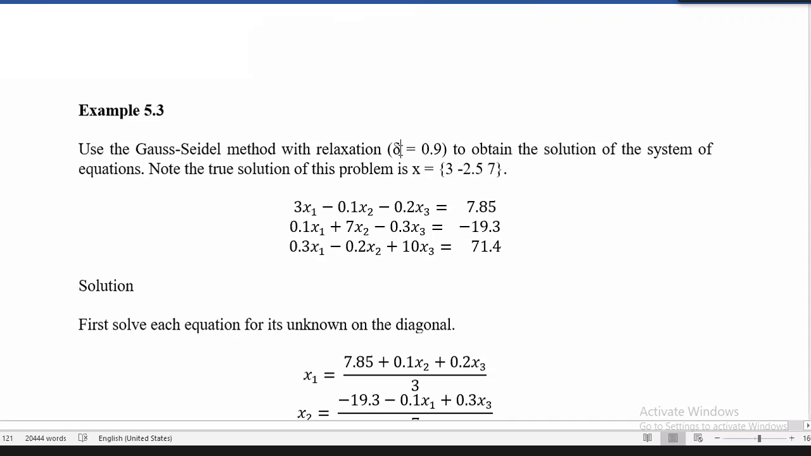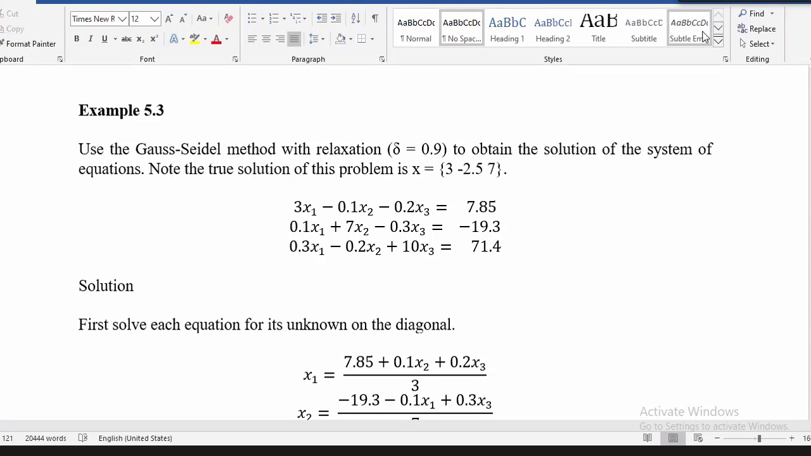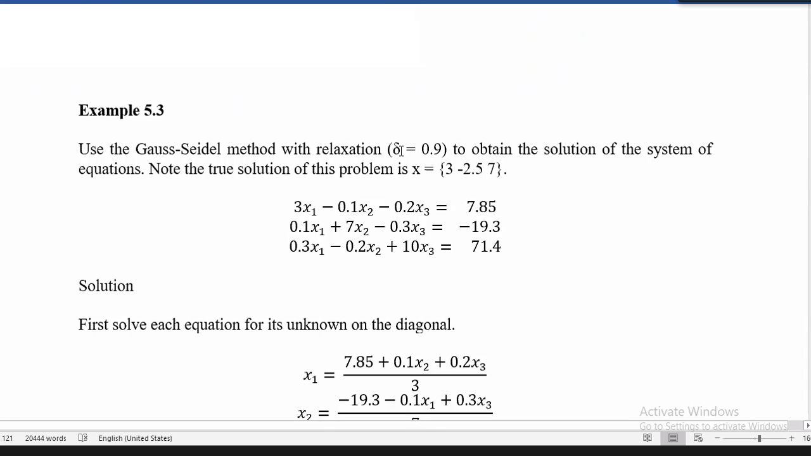This is lambda. That is lambda. Not delta, lambda. That's what we have up here. In 2 minutes, we will be logged out, and we'll come back for the final 40 minutes.